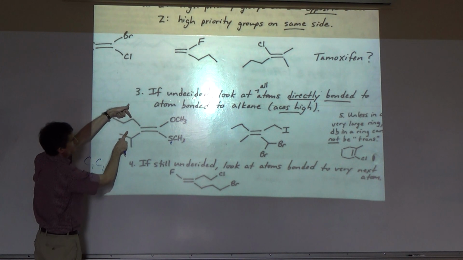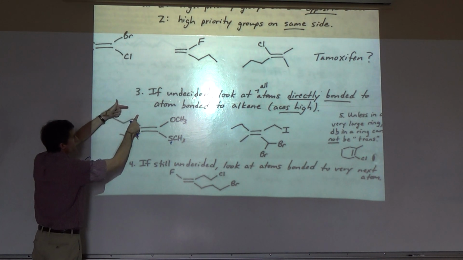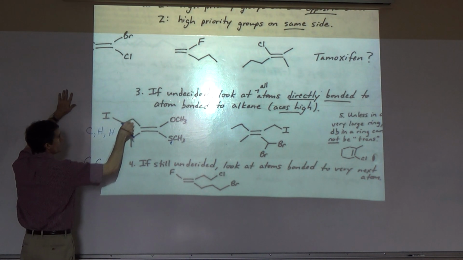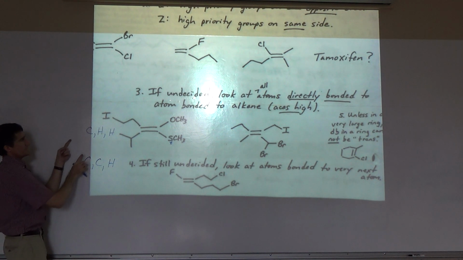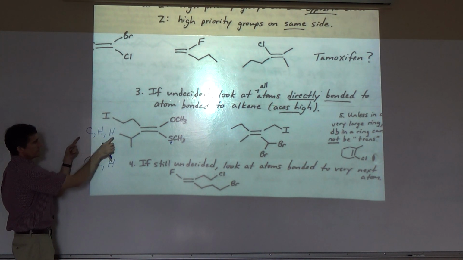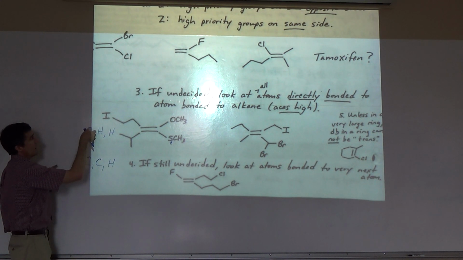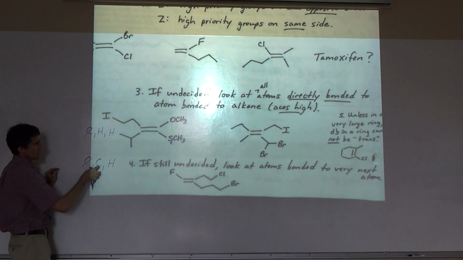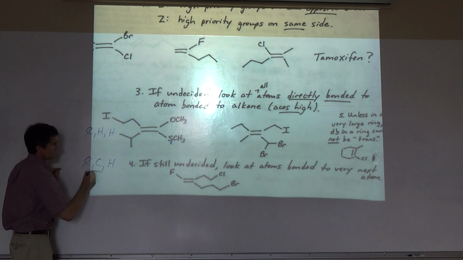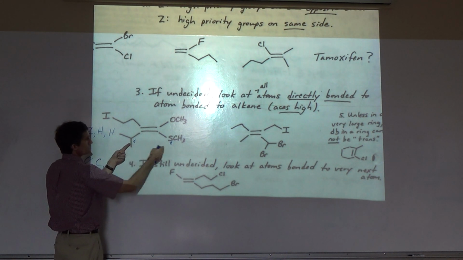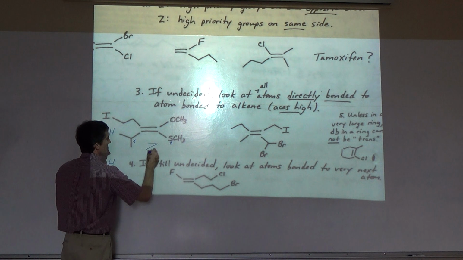What's bonded to this carbon? Carbon and two H's. Carbon, H, H. That guy. We listed these high priority first. Now we go down the line and see until we get a winner. Which is better, carbon or carbon? No win. Carbon or H? We get a winner right here. This is your high priority group. They're on the same side, and that is Z.